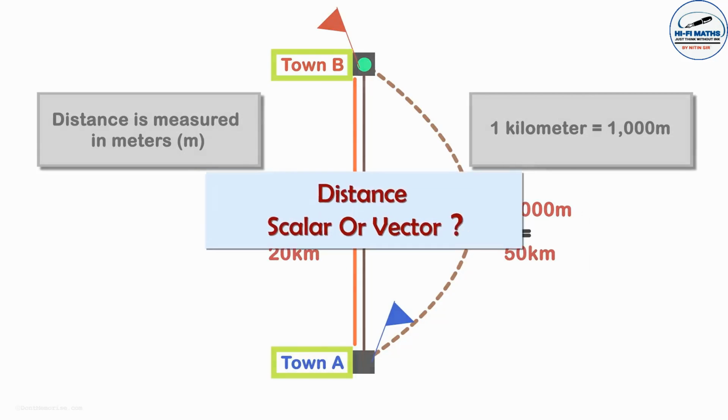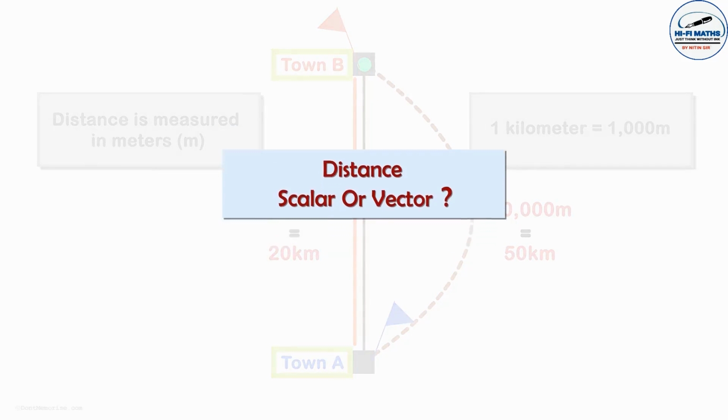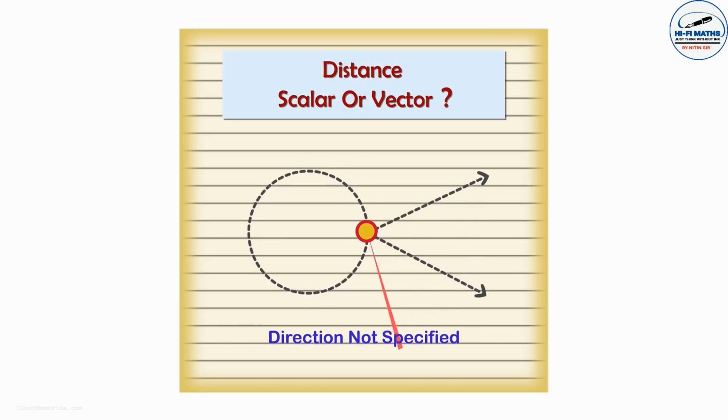Is distance a scalar or a vector quantity? Think about it. If you say someone traveled 20 kilometers from this point, we can't really tell where they landed up. Maybe here, maybe there, or maybe they just went around in circles. As it does not specify a direction, it is a scalar quantity.